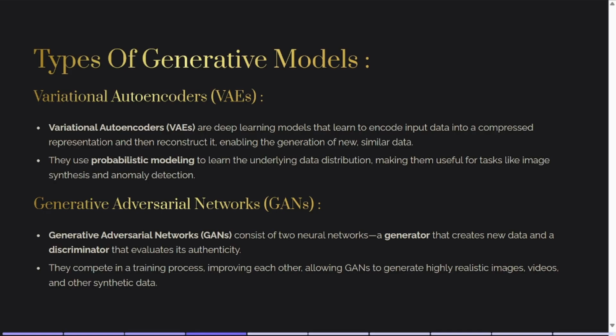They are especially useful in applications like image generation and anomaly detection. On the other hand, the GAN takes a more competitive approach. It involves two neural networks, a generator that creates data and a discriminator that tries to tell whether the data is real or fake. These two networks are trained together in a kind of game, consistently improving each other. Over time, the adversarial training helps the generator produce extremely realistic outputs, whether they are images, videos, music, or even text.